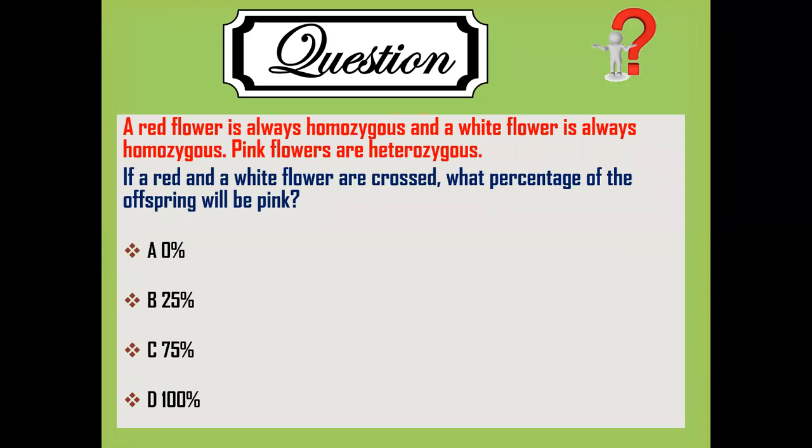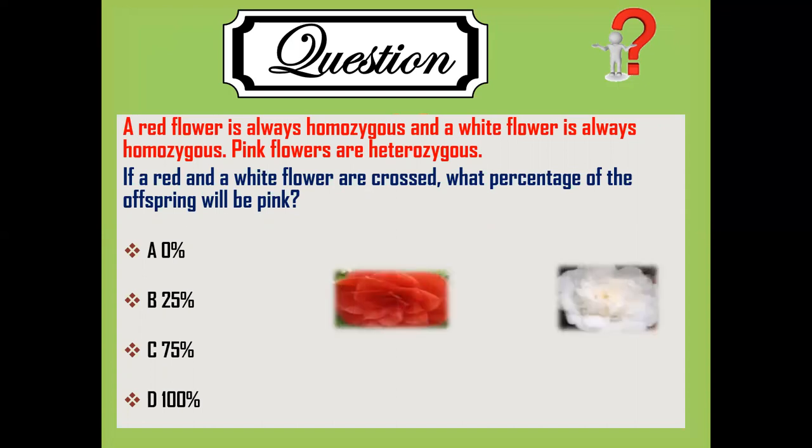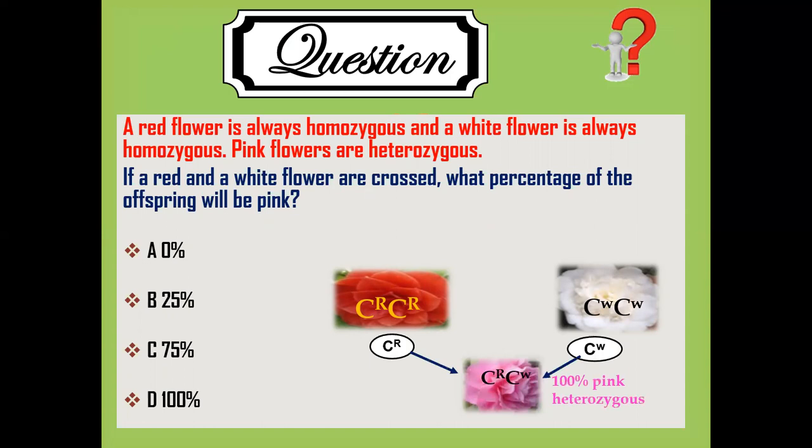So the pink flowers are heterozygous. Now, if the red and white flowers are crossed, what percentage of offspring will be pink? If we calculate this percentage, we consider, for example, a homozygous red and a homozygous white. They produce one type of gamete, which fertilize together and produce a heterozygous.